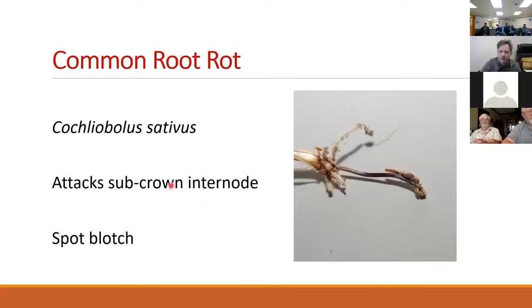Common root rot is caused by Cochliobolus sativus, and this is the spot blotch pathogen that Uta had mentioned earlier. It is associated with attacking the subcrown internode, and there are studies that show the incidence of this disease is proportional to the length of that subcrown internode. It's kind of an interesting thing, and we'll talk about that in a minute a little bit more.